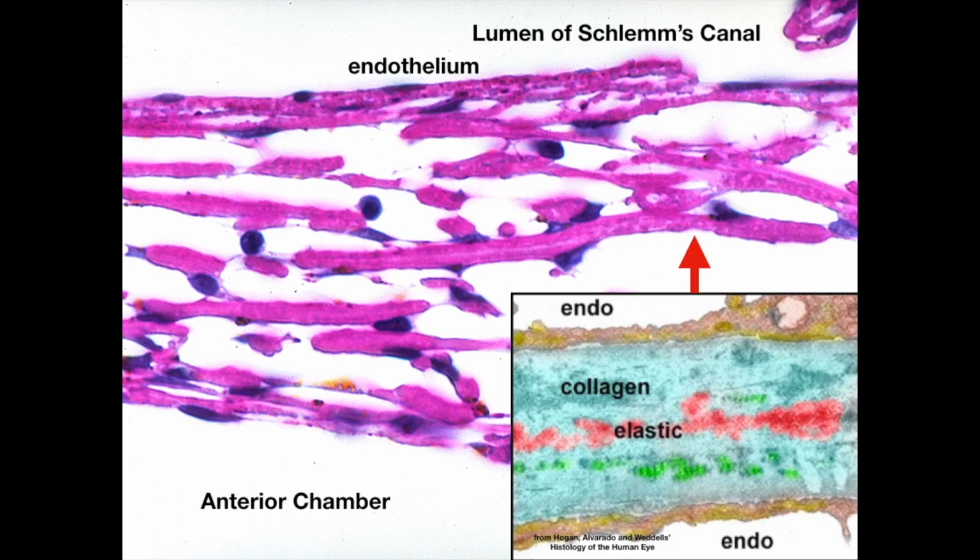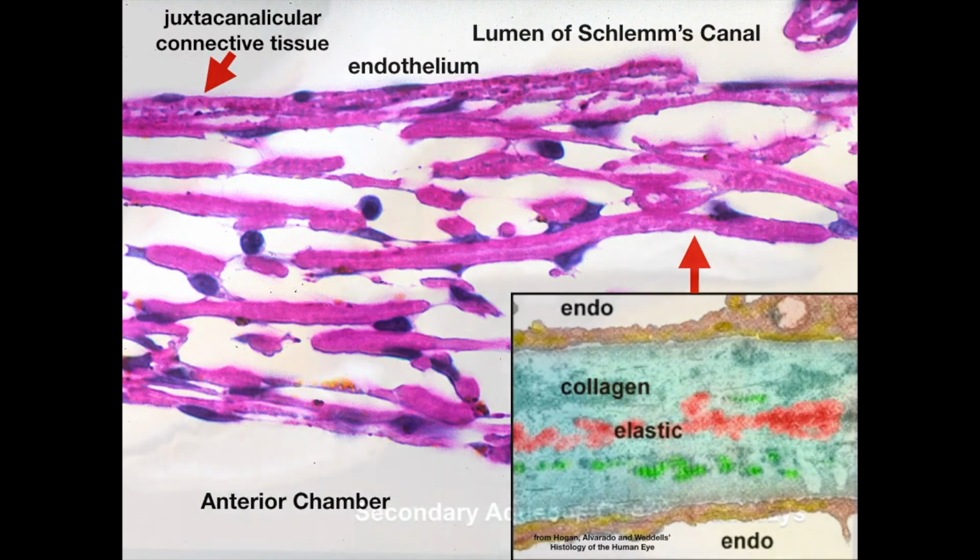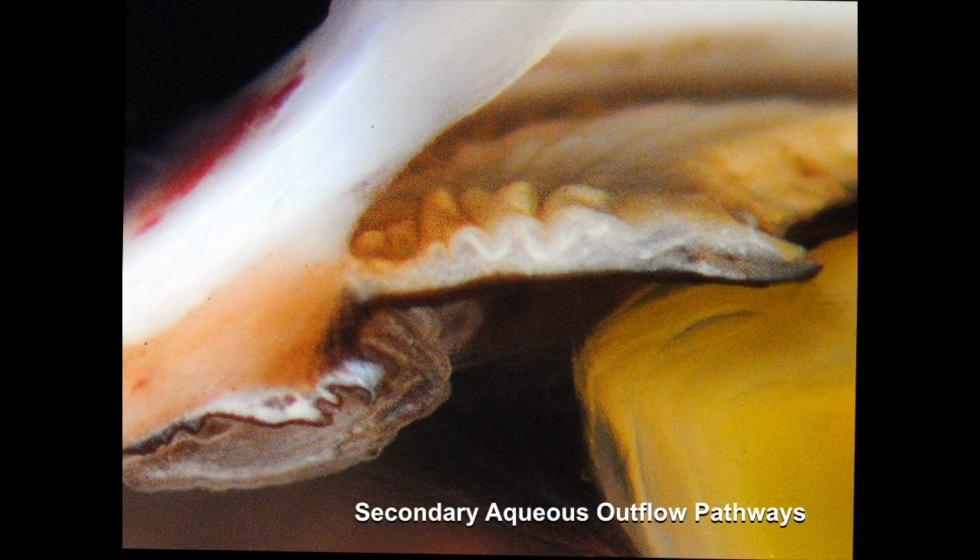The monolayer of endothelial cells comprising the inner layer of the canal rests on a thin layer of juxtacanalicular connective tissue that contains ground substance full of glycosaminoglycans and glycoproteins. This juxtacanalicular tissue is thought to be the major site of aqueous outflow resistance. Lesser amounts of aqueous also egress through the iris and the posterior uveoscleral outflow pathway.